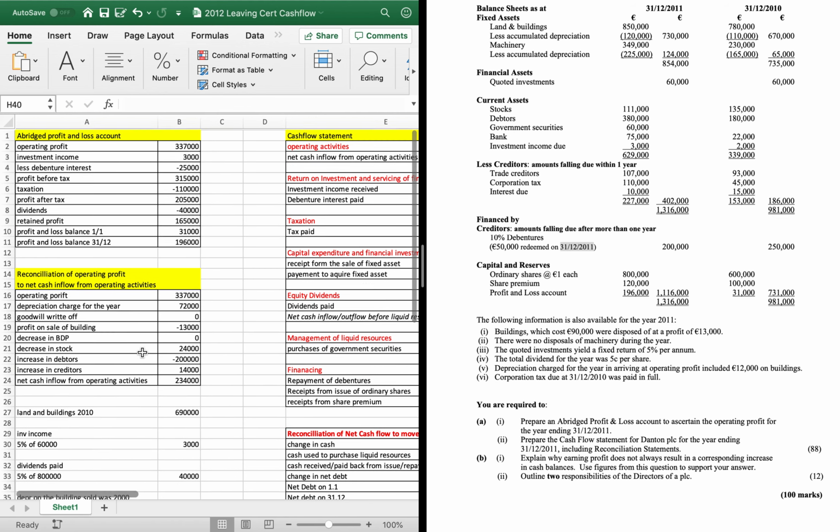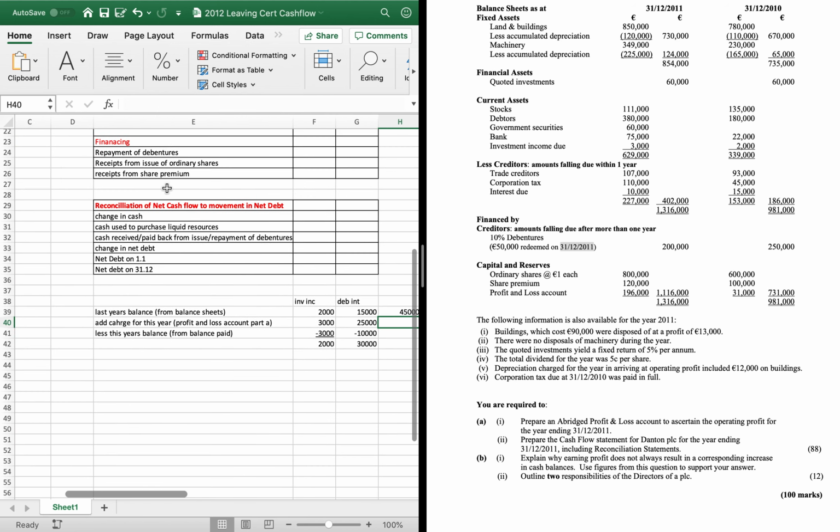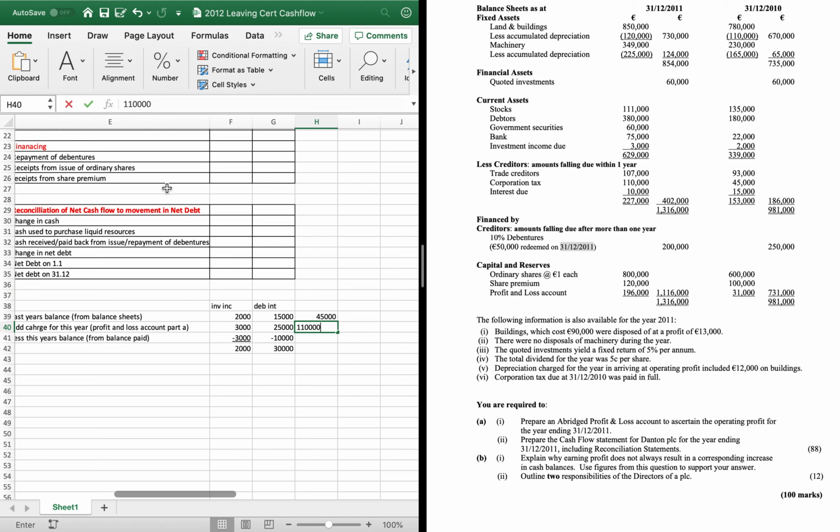We were charged, if you remember, 65,000 it should be. Where is it? No, we were charged 110,000 this year. And we owe at the end of the year 110,000, which will give you 45,000.